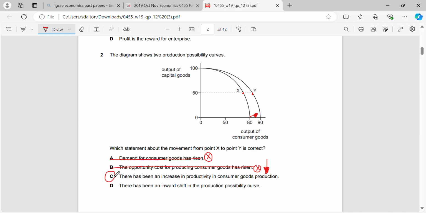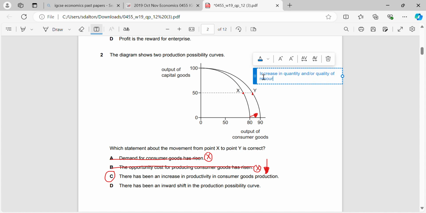There's been an increase in productivity. That's going to be the correct answer. So remember, anything that shifts it to the right is an increase in quantity and or quality of resources. And there's been an inward shift, we can see that's wrong. There's been an outward shift.